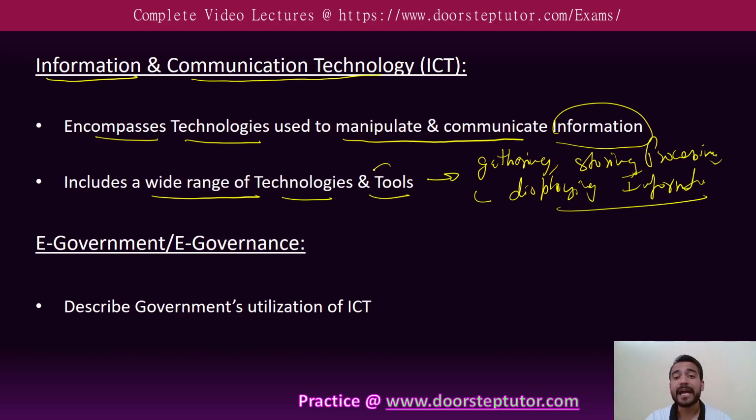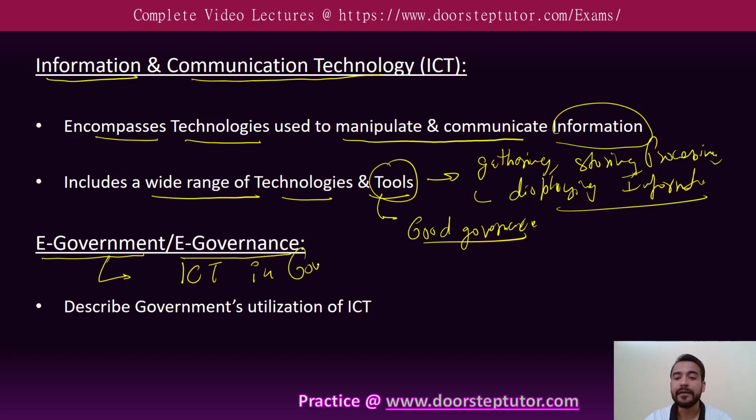Now, ICT acts as a tool which helps in the implementation of good governance throughout the country. When we talk about e-government or e-governance, it refers to the combination of ICT in the governance of the country. Both these terms, e-government and e-governance, describe the government's utilization of ICT to afford services to its citizens.